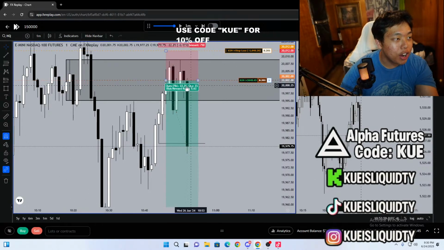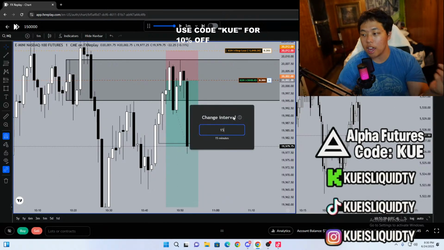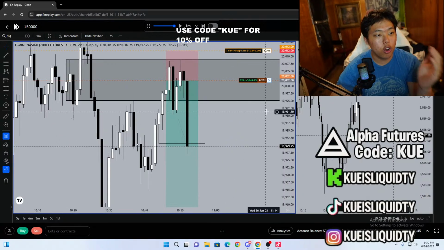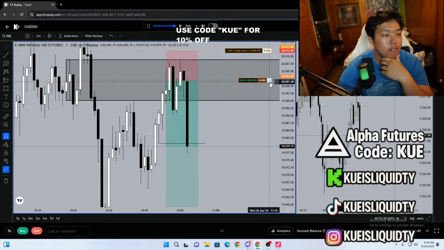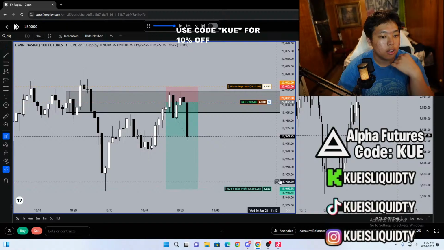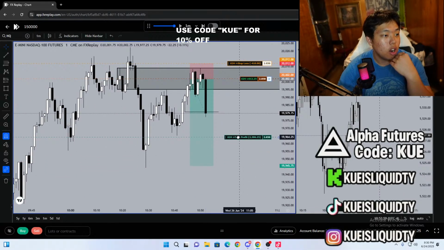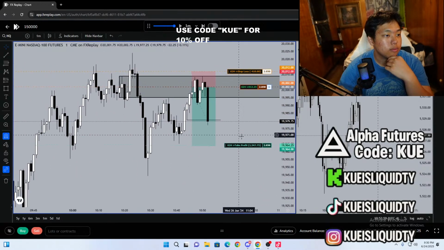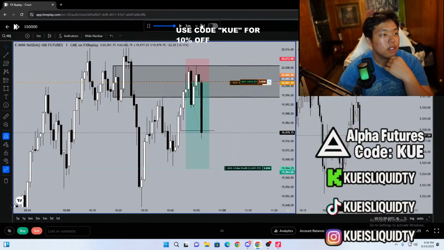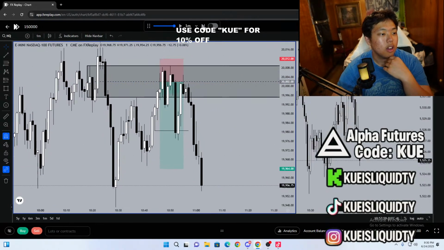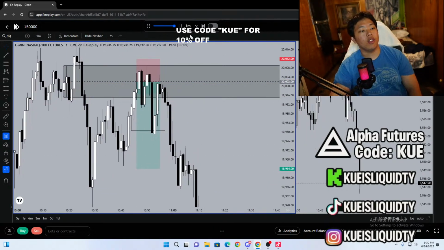Bro, consequent encroachment of the breaker, that's all that is. Take 75% of the position. Target this low. Break even. Oh my gosh, we get stopped at break even and we just dump.